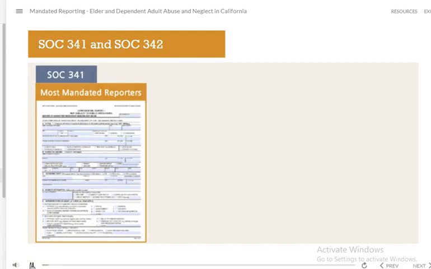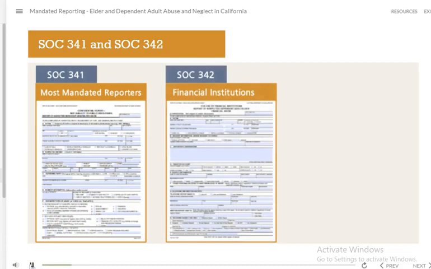Most mandated reporters will complete the SOC 341 form. Financial institutions will complete the SOC 342 form.